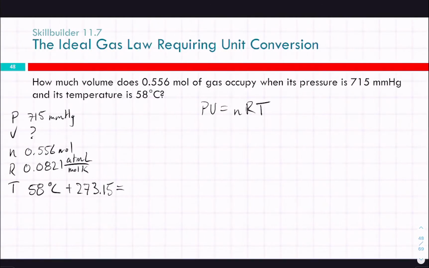So this is a unit conversion you should memorize. It's 1 atmosphere equals 760 millimeters of mercury. So we want atmospheres. And that's 760 millimeters of mercury. So we take 715 divided by 760. 0.9407 and so on. We want to keep the rest of those in there. Then 58 plus 273.15.